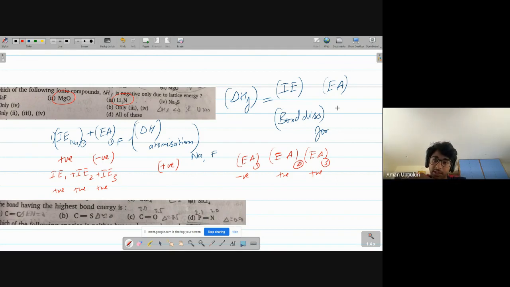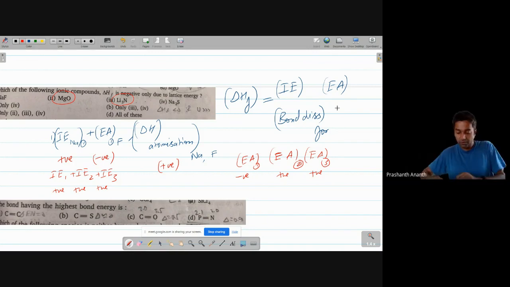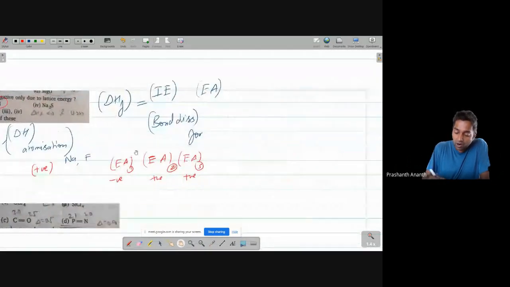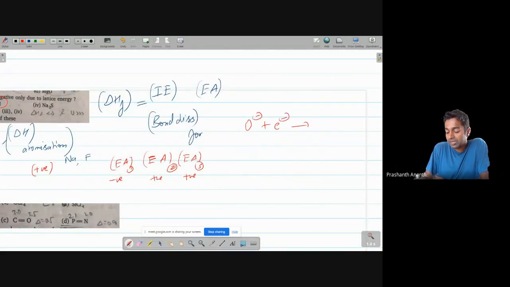For some gaseous uni-negative ion, A minus plus e gives rise to A2 minus. Good. So effectively, if I'm going to be considering it from the oxygen's point of view over here, it will be O minus plus electron giving O2 minus.